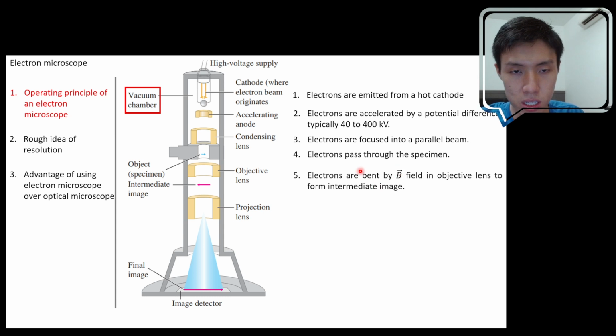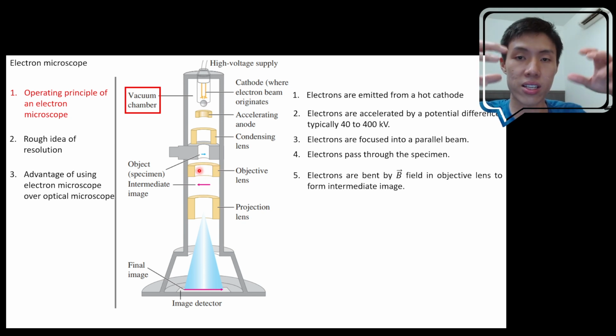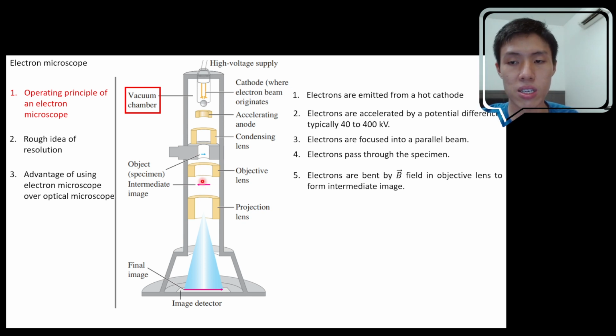After the electrons pass through the object, they will be bent by the magnetic field in the objective lens to form an intermediate image. The electrons that pass through the object go through this lens over here. This lens has an opening in which you place a magnetic field. The magnetic field directs the electrons to move in a way that forms an intermediate image somewhere over here. Then the electrons continue their journey downwards.